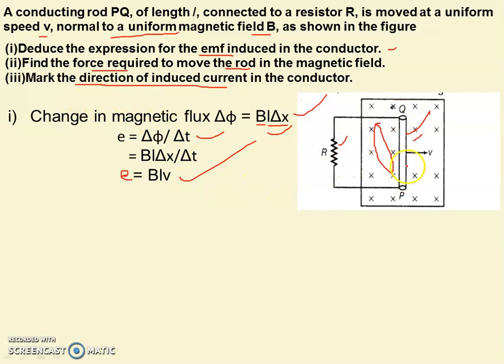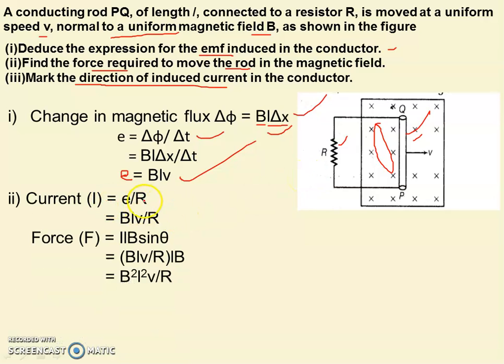If there is an induced EMF, since it is connected with this rod, the current will be there. Now what will be the current? Current will be E by R, where E is the induced EMF BLV, divided by R. Now this current carrying rod is moving in the magnetic field, right? So every current carrying conductor in a magnetic field experiences a force, and that force is ILB sin theta, where this is L. Now theta is 90 degrees.